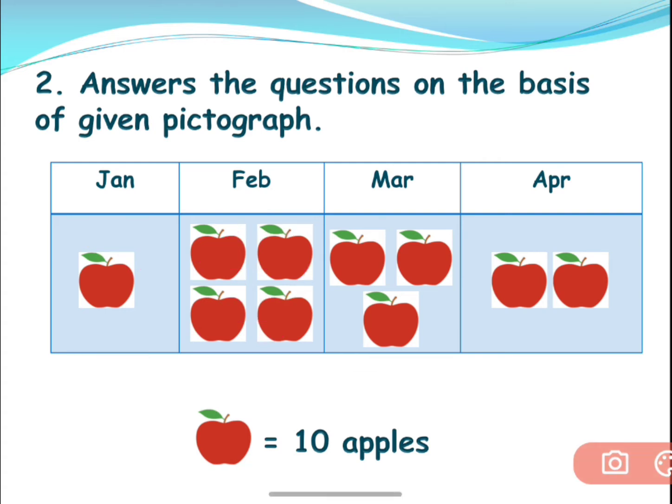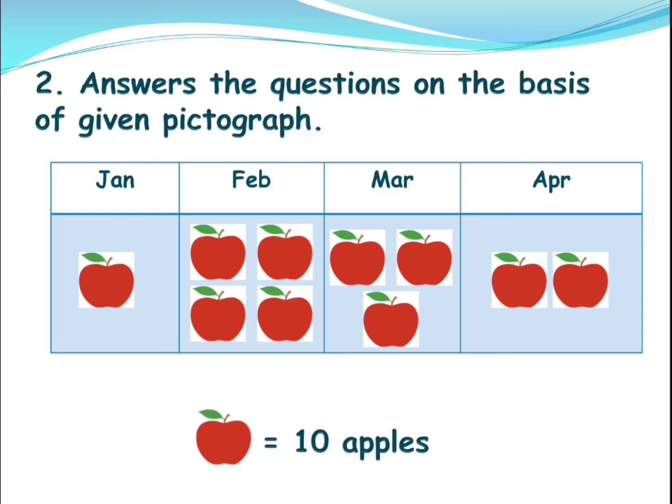Okay, now looking at this, we have to give the answers like how many apples are sold in the month of February? 40 apples. In the month of April, 20 apples. In the month of March, 30 apples. In the month of January, 10 apples. So in that way you may ask the question, or else you might be asked, in which month more number of apples are sold?